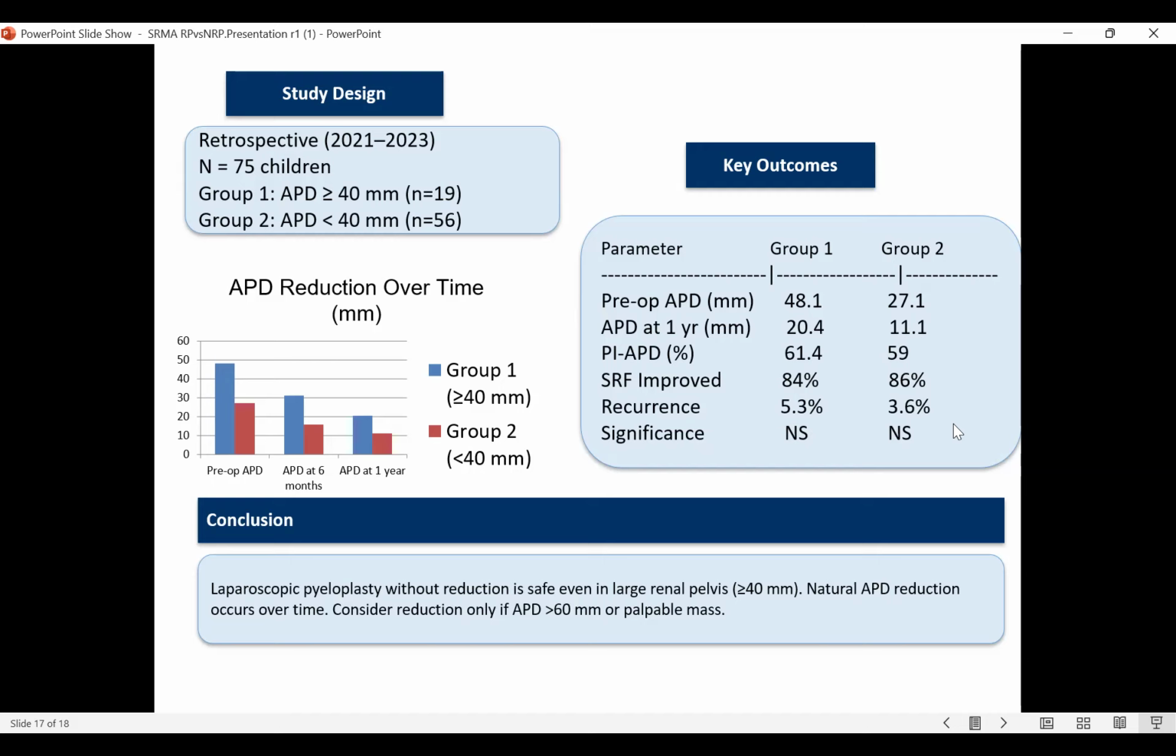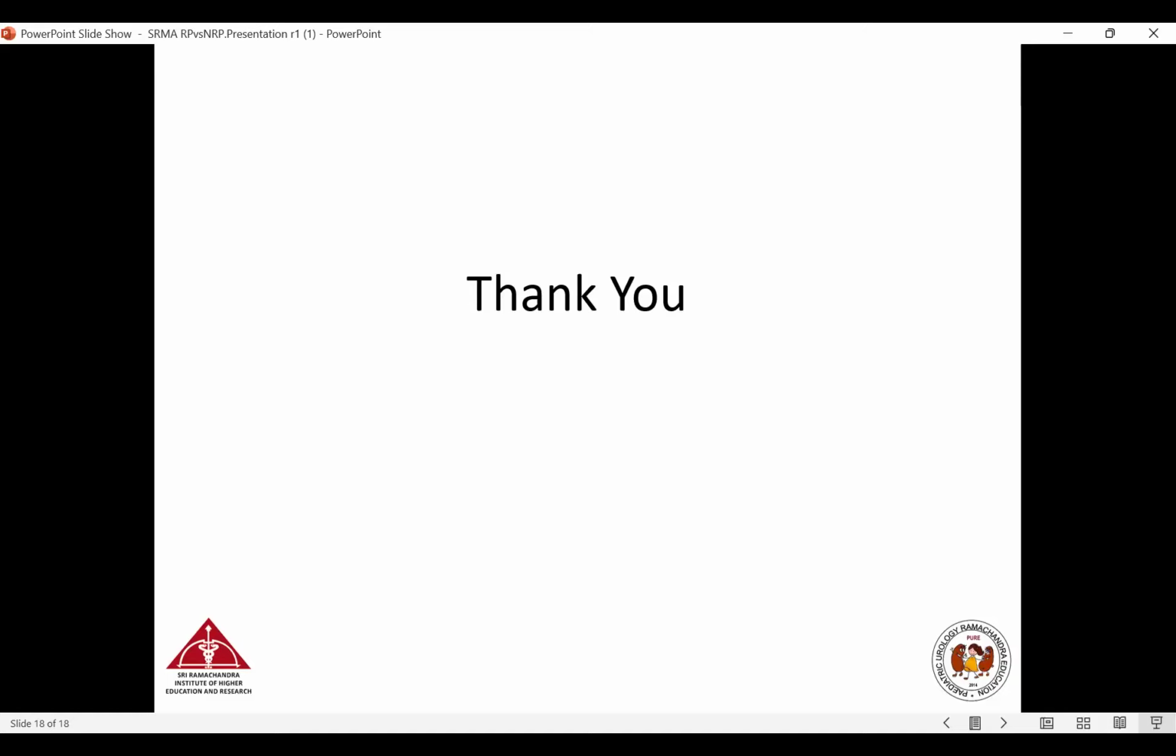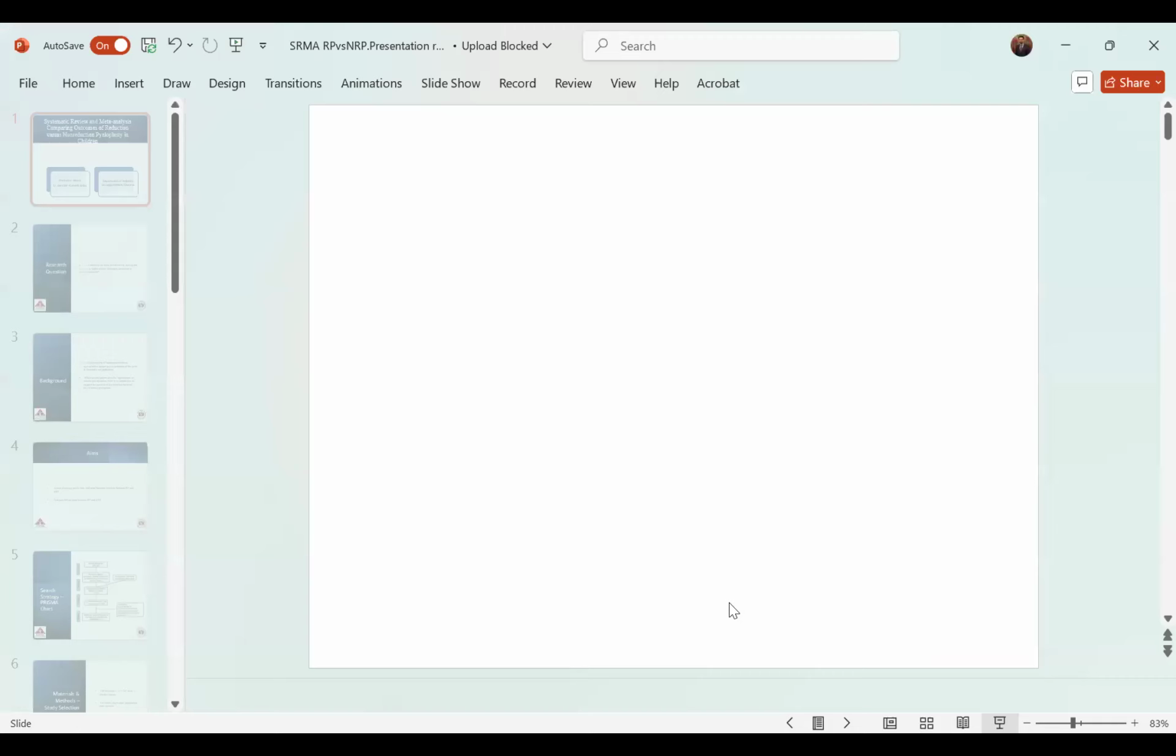The recurrence rate is not significantly different. So this paper also concluded that laparoscopic pyeloplasty without reduction is safe, even in a large renal pelvis of more than 40. So maybe in a pelvis more than 50 or 60 millimeter, one should start reducing. But if the pelvis is less than 40, we can continue to do a non-reduction pyeloplasty. So that's about it. Thank you. If there are any questions, we are happy to discuss.